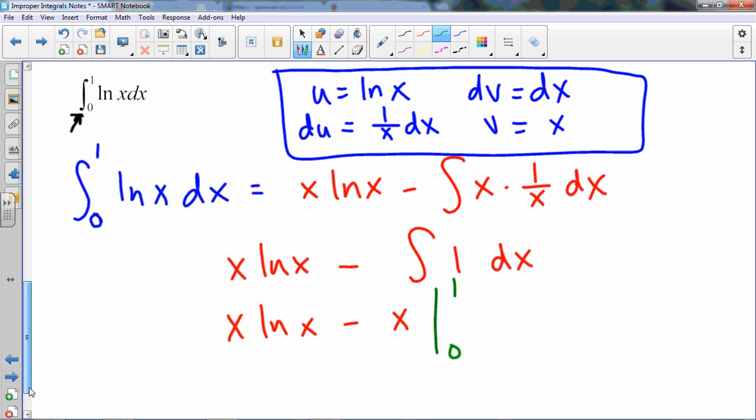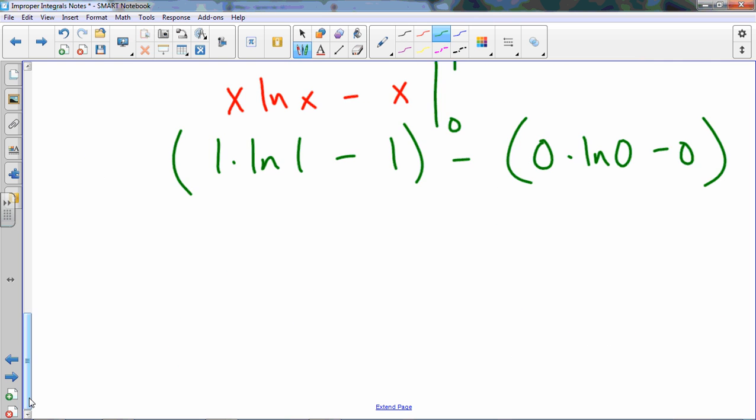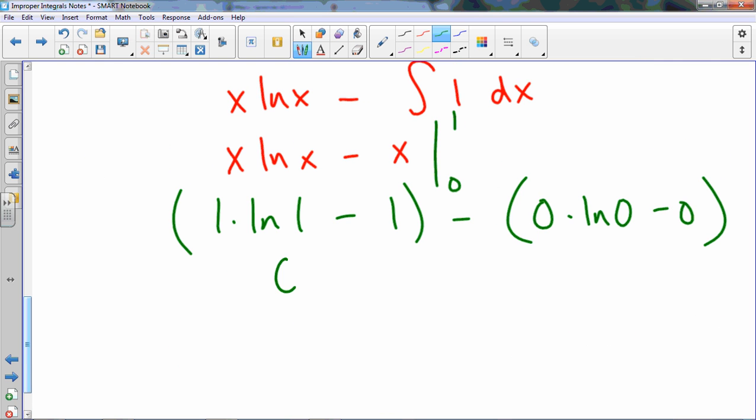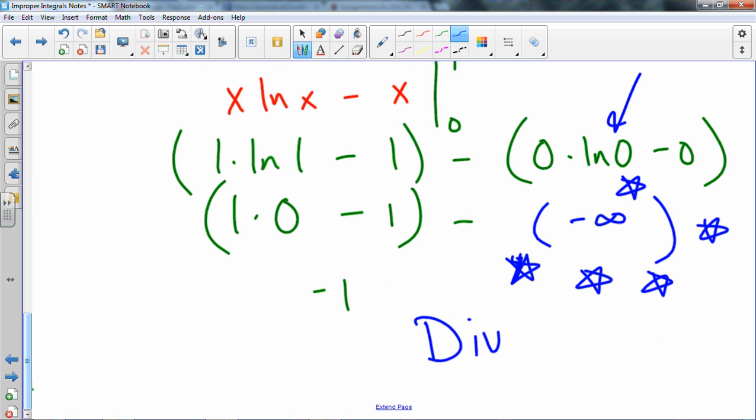When I plug a 1 in, we have 1 times natural log of 1 minus 1. We plug a 0 in, we get 0 times natural log of 0 minus 0. What does that make? So the natural log of 1 is 0. So this whole thing right here is a negative 1. The second piece, natural log of 0. Can't do that. We get that negative infinity again. So it doesn't really matter what else is going on. As soon as we see that infinity, doesn't matter what we're adding or subtracting, it means that our answer is divergent.